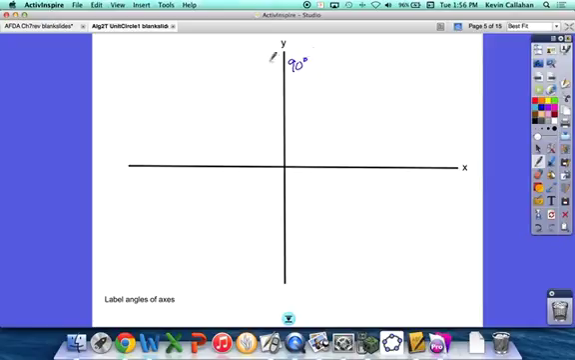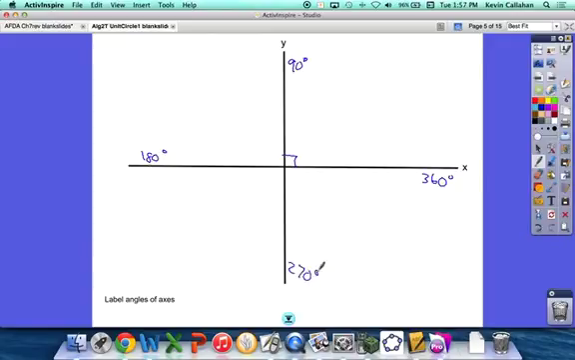And what would be the angle if I was opening up from here to here? 180, because all the way around the circle once is 360. So halfway around is 180. Halfway between 0 and 180 is 90. And actually that's a 90-degree angle. So what would be halfway between 180 and 360? 270.